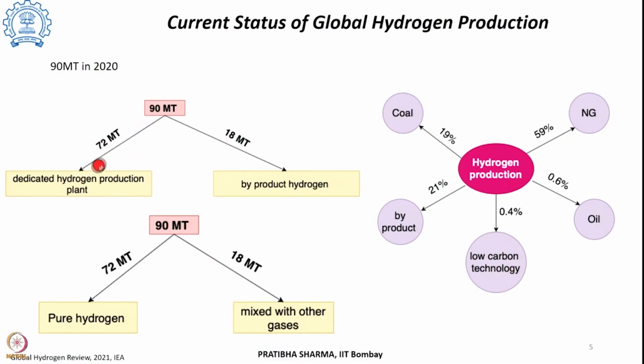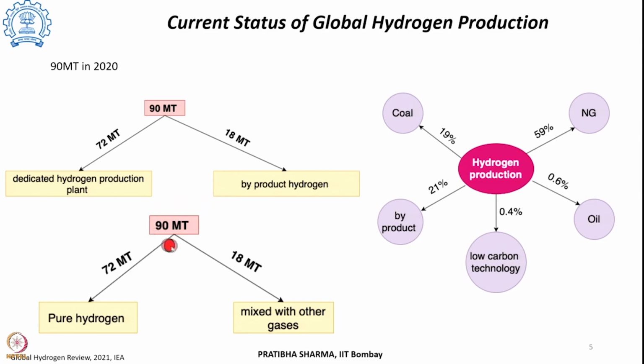Now, if we look at the current global status, in the year 2020, 90 million tons of hydrogen was produced globally. Out of that 90 million tons, 79%, 72 million tons, was produced in dedicated hydrogen production plants. Another 21%, which is 18 million tons, was produced as byproduct hydrogen, primarily in refineries.